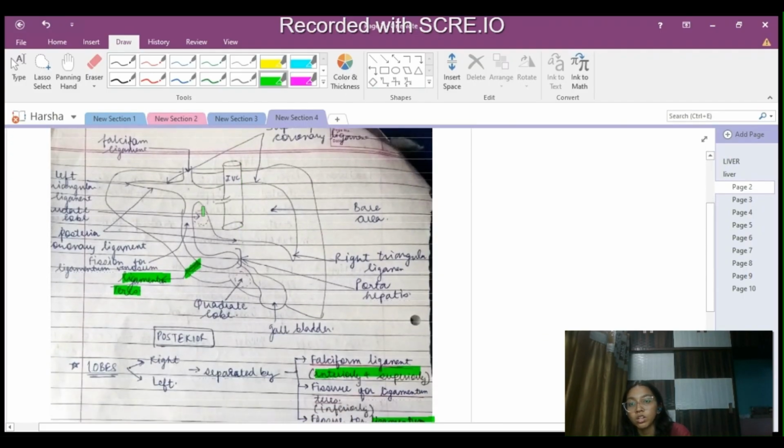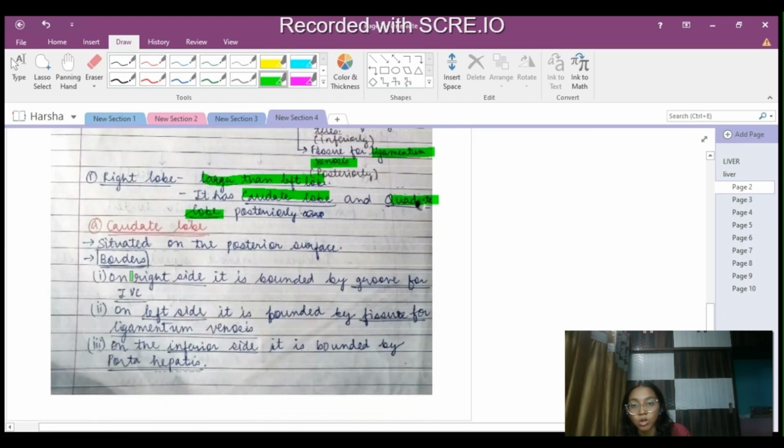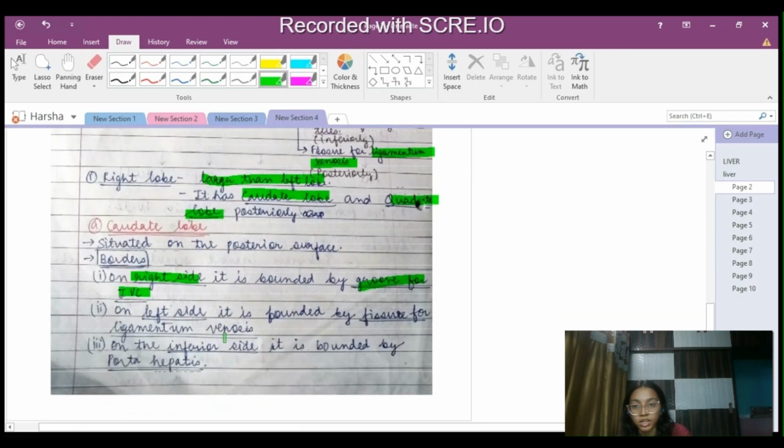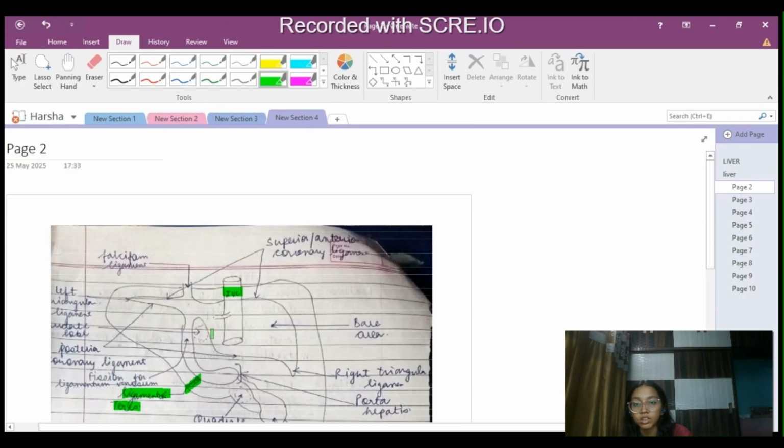Now look at this diagram. This is the caudate lobe. On the right side, it is bounded by a groove for the IVC, that is the inferior vena cava. This is the groove for the inferior vena cava, present on the right-hand side of this lobe. Then on the left side, it is bounded by the fissure for ligamentum venosum.